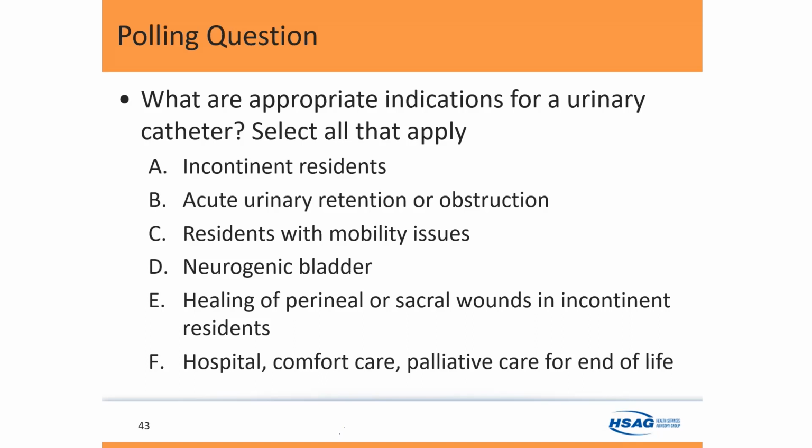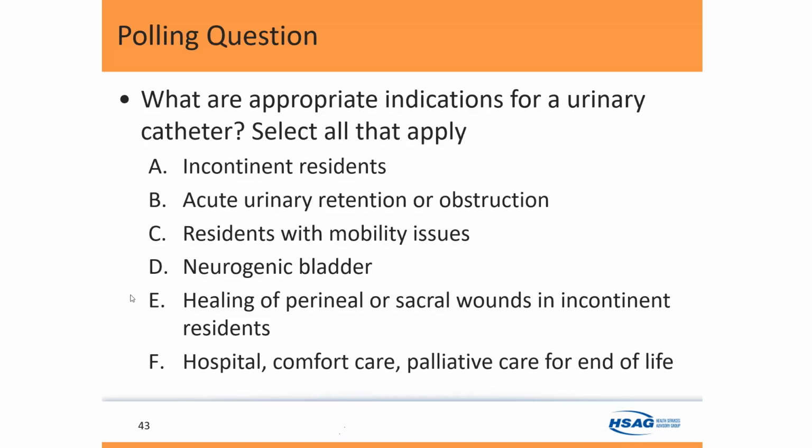Okay, so it looks like you guys have done well. There are really two incorrect answers we were looking for that don't apply here. Incontinent residents is not an indication for a urinary catheter. And residents with mobility issues, again, not an indication. The others did well, hitting urinary retention at 92%, neurogenic bladder at 79%, and the healing of pressure injuries, a little lower on that last one. I know that's maybe not always the case. I think it's just an option for comfort at end of life.